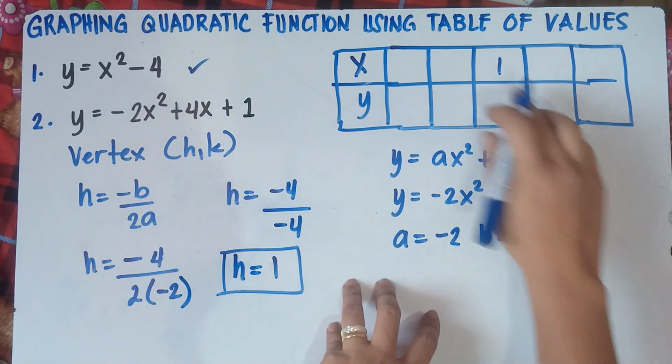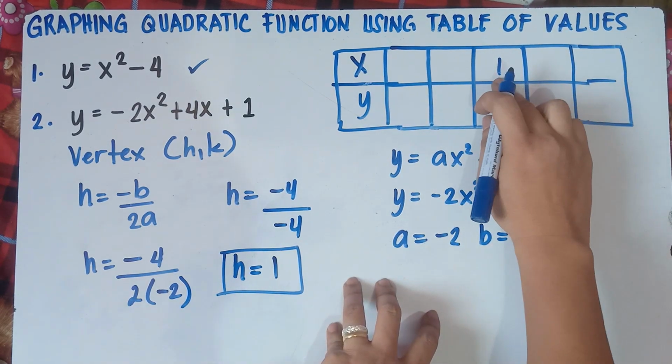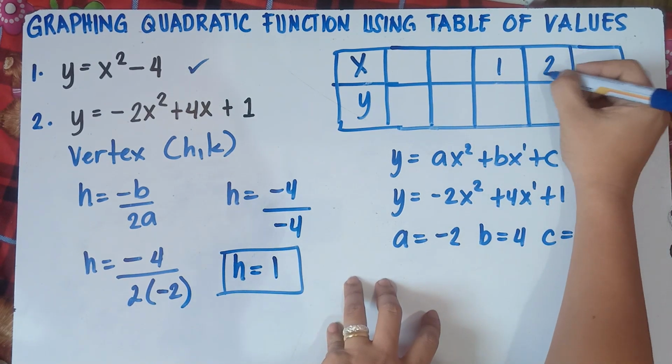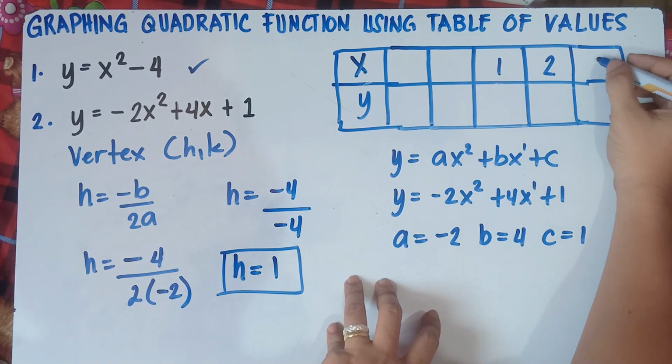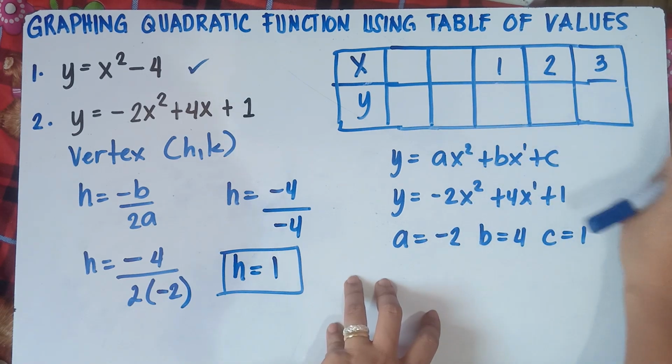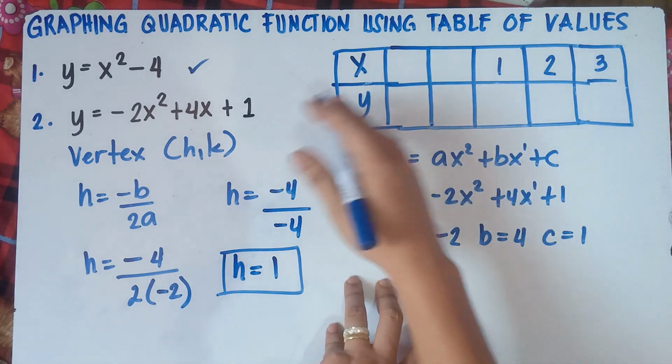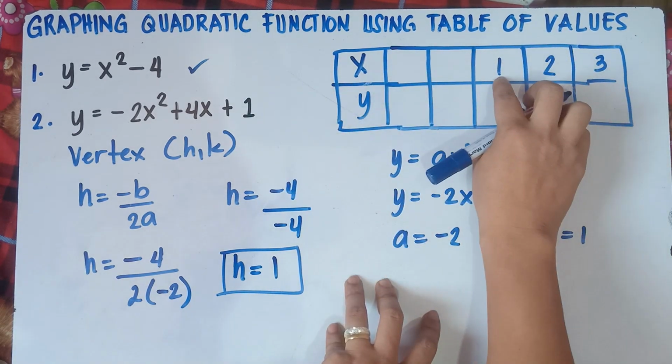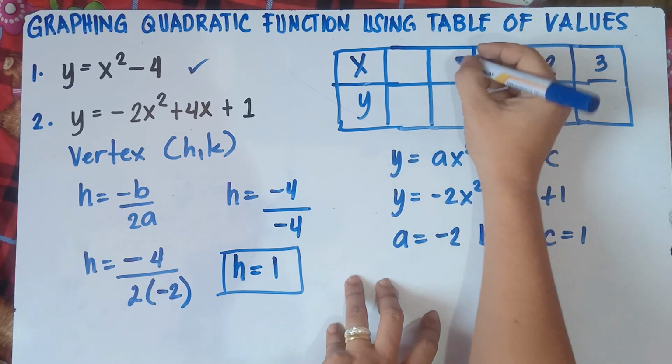To get the next number after 1, just add 1. If this is 1, the next number will be 2, because 1 plus 1 is 2. Then 2 plus 1 is 3. Going to the right, just add 1. Going to the left, subtract 1. So, 1, then the next will be 1 minus 1, that is 0.